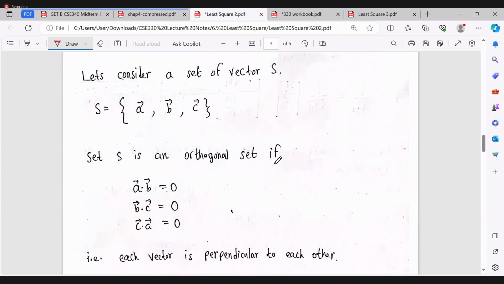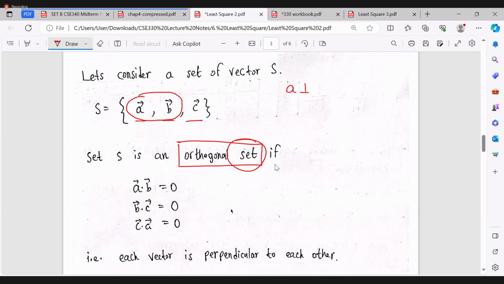Now there is another terminology which is orthogonal set. So what is a set? Set means collection of vectors. There are many vectors in a particular set. An orthogonal set means each pair of the vectors in the set will be orthogonal to each other. তার মানে A should be perpendicular to B, B should be perpendicular to C, A should be perpendicular to C. That means A dot B is 0, B dot C is 0, and C dot A is 0.